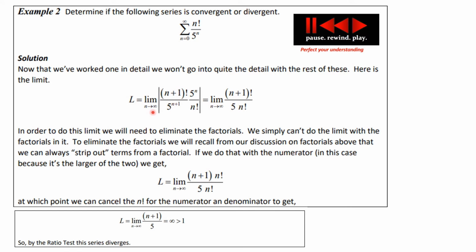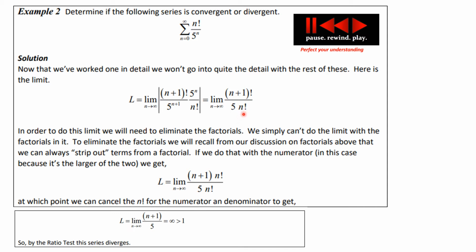For this is the limit as n goes to infinity, this is n plus 1 factorial over 5 to the n plus 1. And then I'm dividing this by n factorial over 5 to the n, but when I divide by that, that's multiplying by the reciprocal, so it's 5 to the n over n factorial. So now I have n plus 1 factorial. I have just a 5 because it's 5 to the n over 5 to the n plus 1, and this is n factorial. And this is the limit as n goes to infinity.